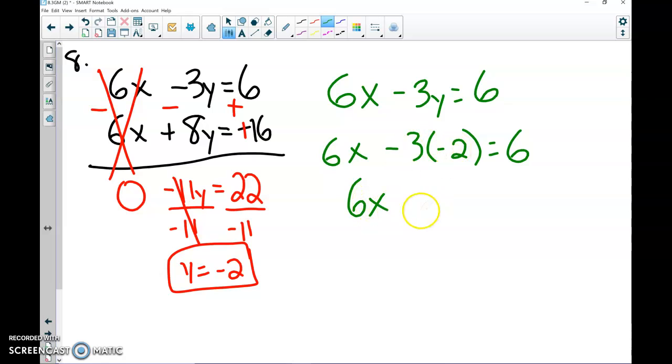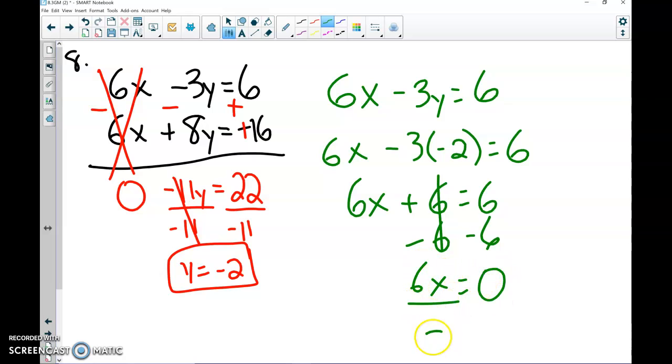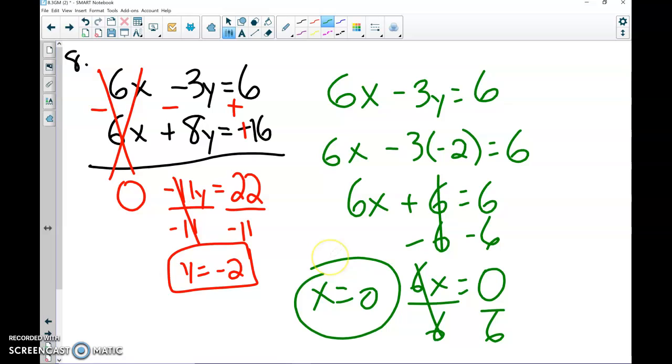And negative 3 times negative 2 is a positive 6. Lots of 6's in this problem. So it's a plus 6. So I minus 6 from each side. So I'm left with 6x equals 6 minus 6 is 0. Divide each side by 6. 0 divided by 6 is 0.